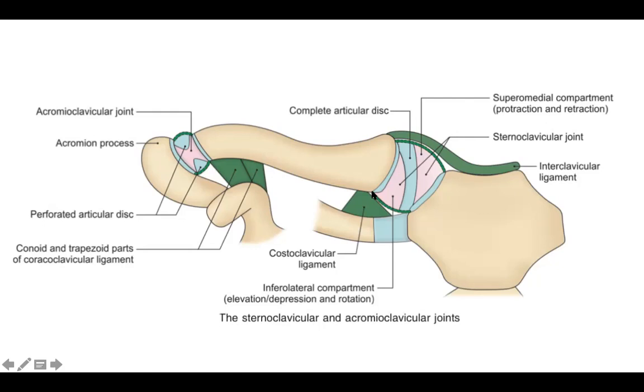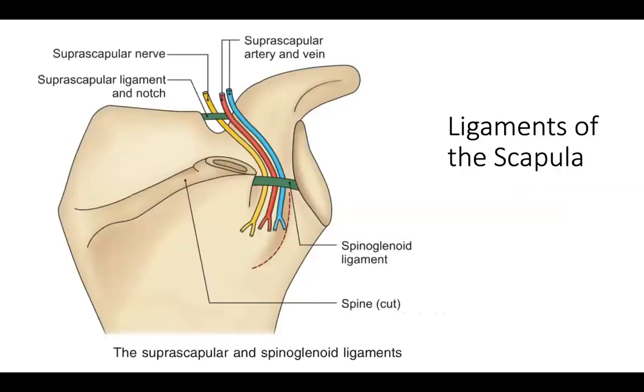So the movements in this region for the two joints will be protraction, retraction, elevation, and depression. Okay, these are the movements that can happen: protraction, retraction, elevation and depression of the two joints. This was a full and quick review about these two joints.